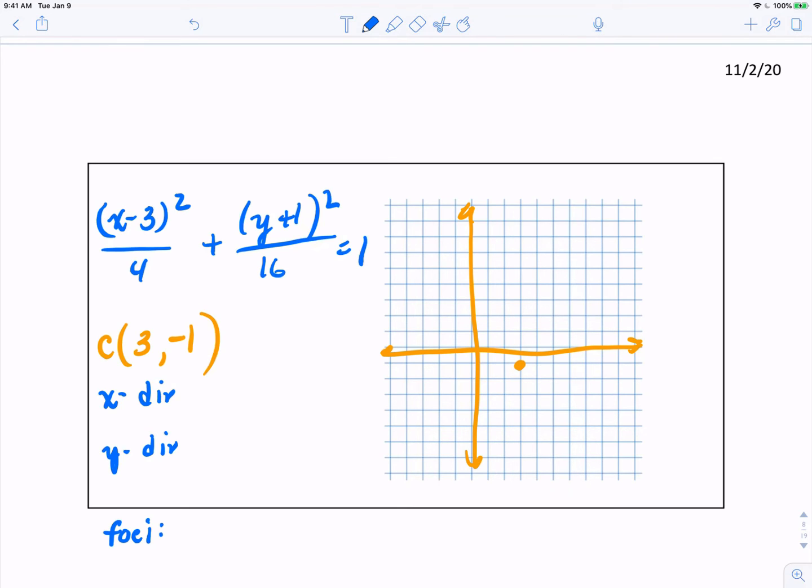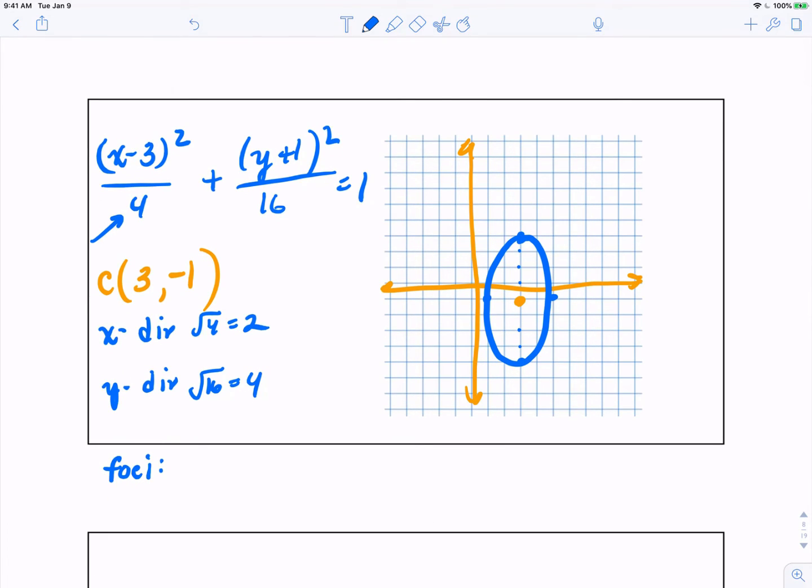All right, let's check those for you. So looking under x, the square root of 4 is 2. So in the x direction from the center, go out 2 units in either direction. For the y direction, we have the square root of 16, which is 4. So in the y direction from the center, go out 4 units. And so here is a picture of the ellipse.